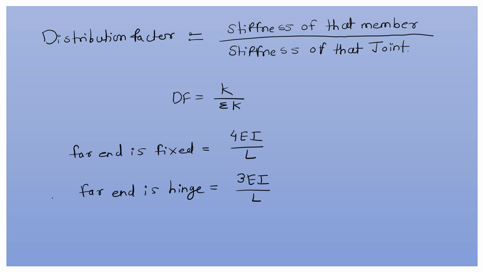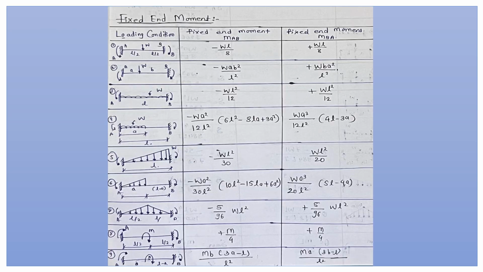Then next is fixed end movements. In the first condition of fixed end movement, the beam is subjected to a point load at its center, and the fixed end movement at support A, that is MAB, is minus WL by 8, and the fixed end movement MBA, at support B, is plus WL by 8.